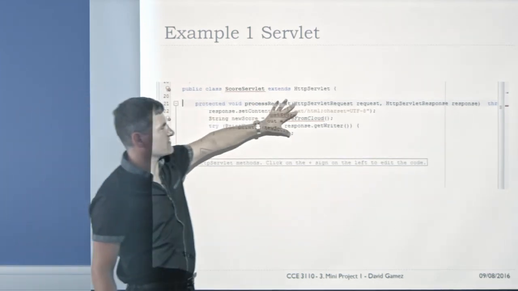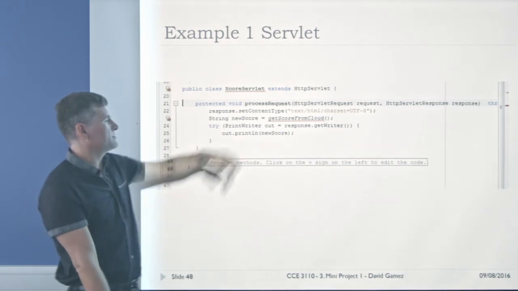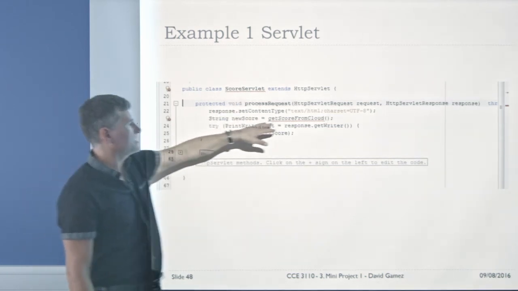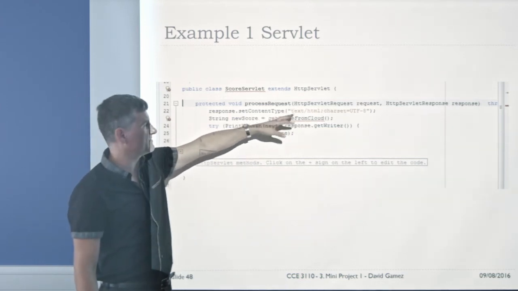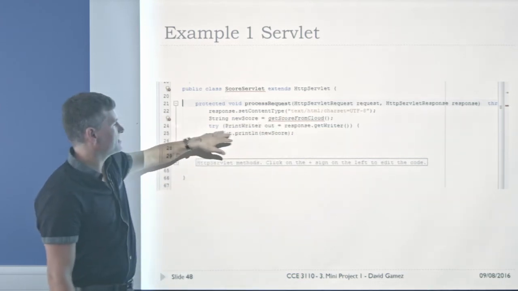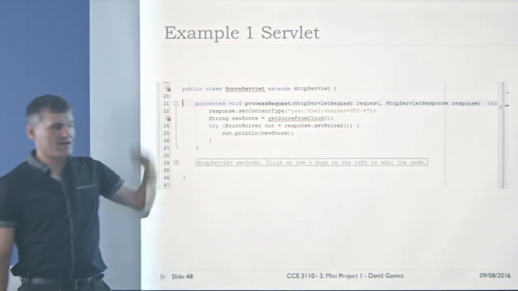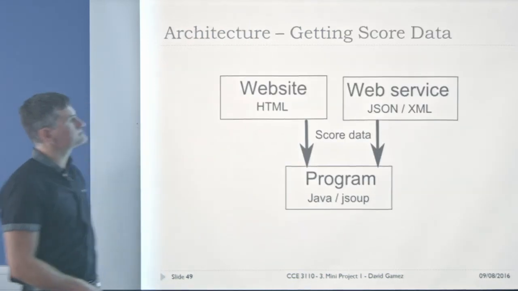The servlet request would be pretty simple. You have this process request in the HTTP servlet, or it could be a doGet or something like that. And then all it does is call this function, get score from cloud, or initially from file, or even from a variable just to test it. Then you just write that out, and that's sent back to the web page.